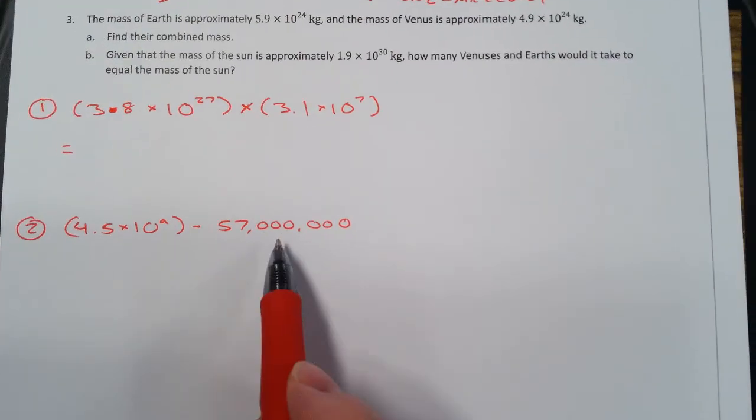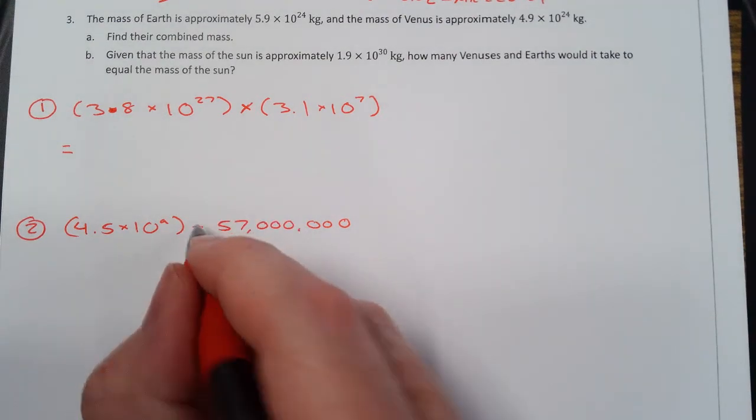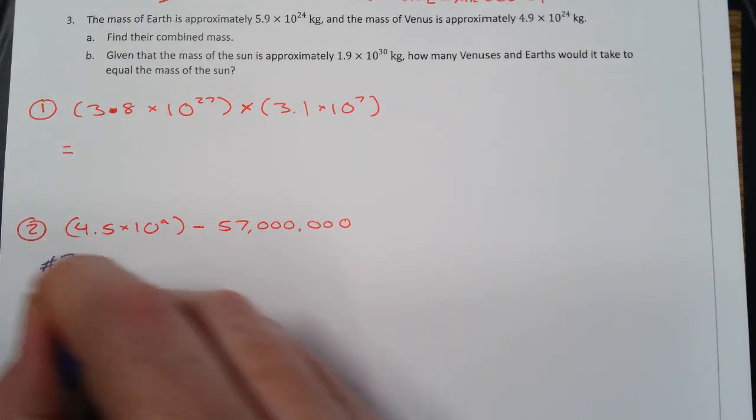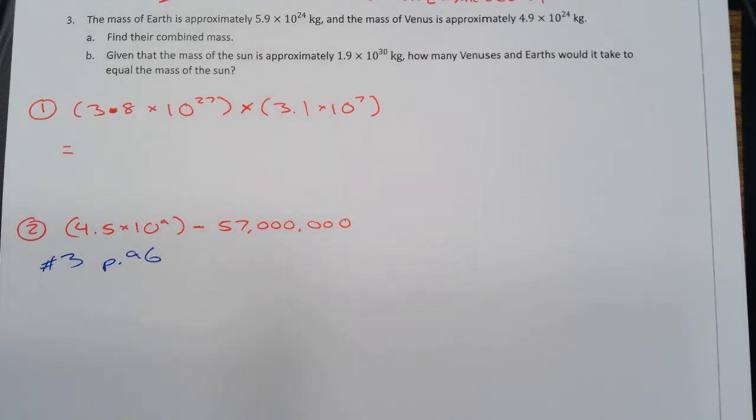Now, obviously, you're going to have to change Mercury to scientific notation, and this is a subtraction problem. So again, if you need help with a subtraction example, look at exercise 3 on page 96. Number 3 on page 96 will help you.